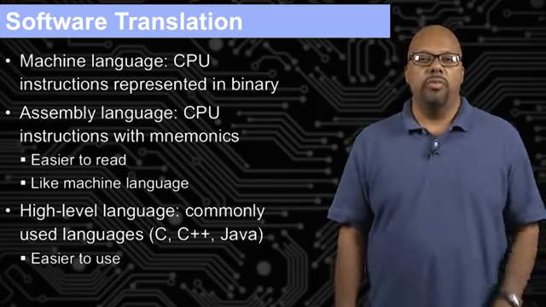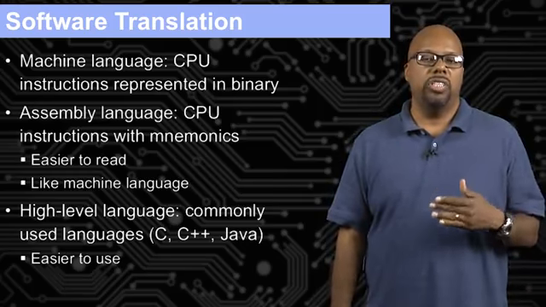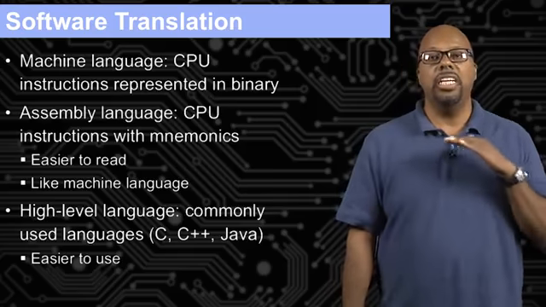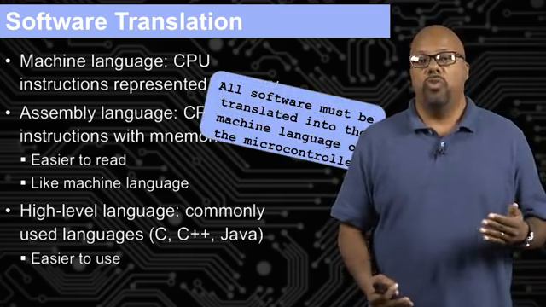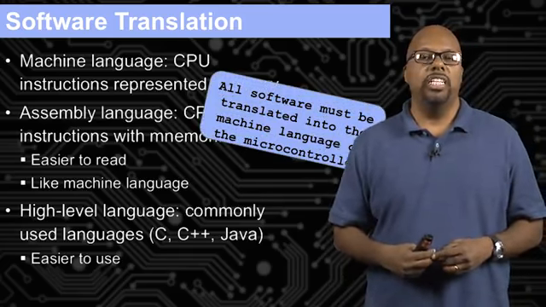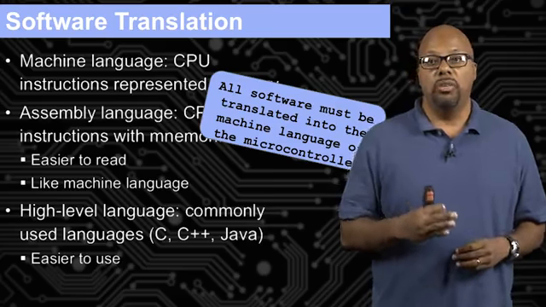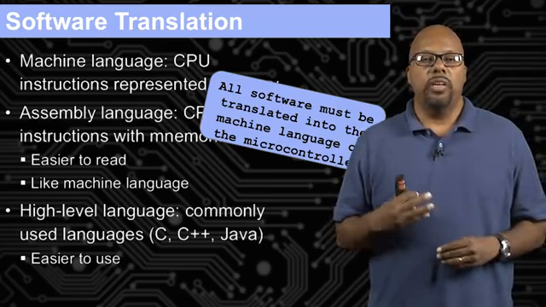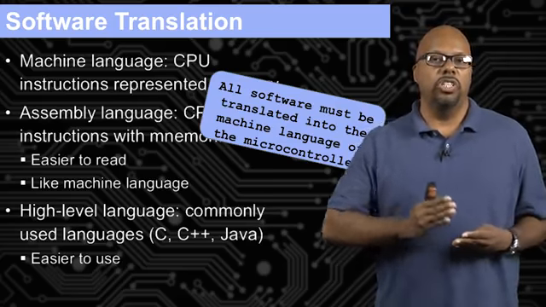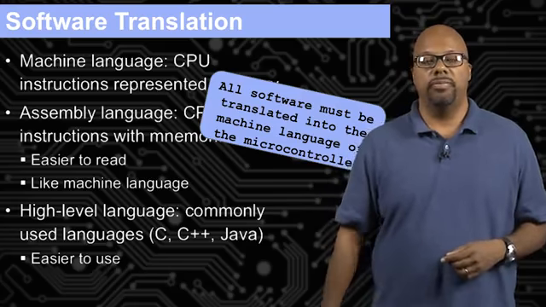So the high-level language that you write in has to be converted into machine language before execution. All the software that you write in a high-level language has to be translated into the machine language of the microcontroller before you can actually execute it. So there's always that process. You're going to write the code, then you're going to do the translation, and then it gets executed.